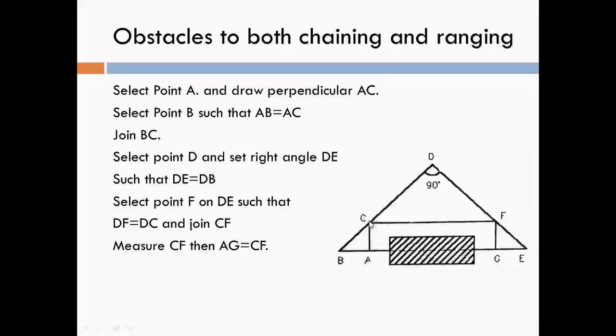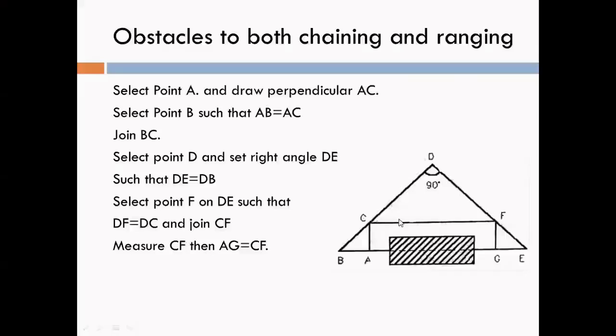Now from point C, join C to D and select the point D on the ground, and at point D set 90 degree with the use of optical square, and join D to E. Select the point E such that the length of line DE is equal to length of line DB, and select the point F on line DE such that the length of line DC is equal to length of line DF, and join C to F.